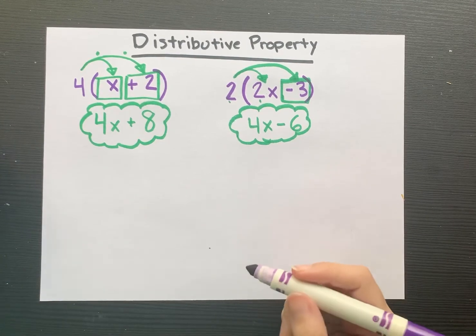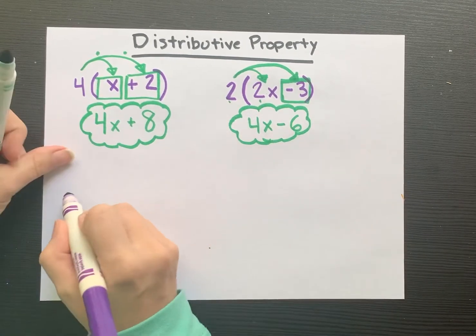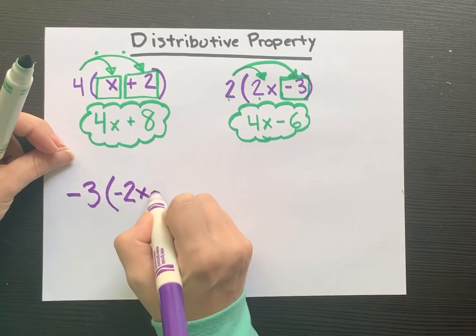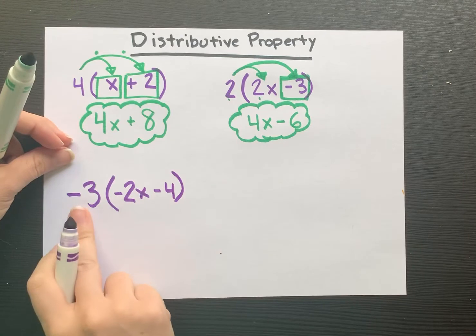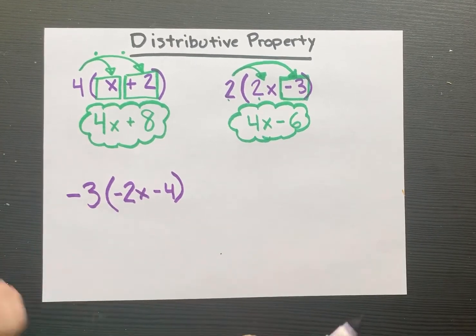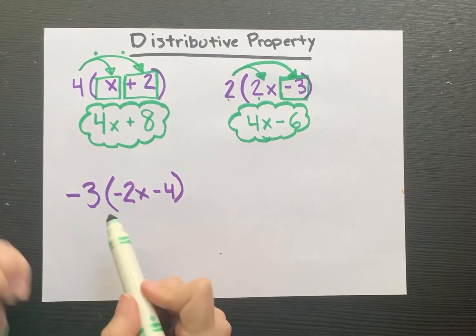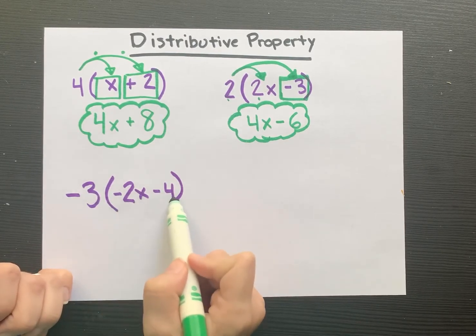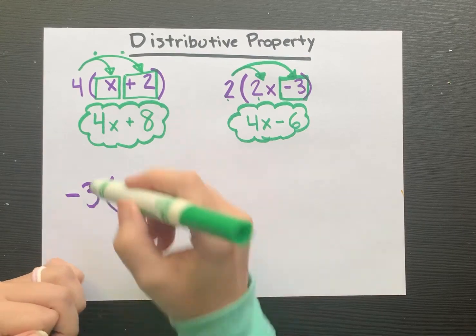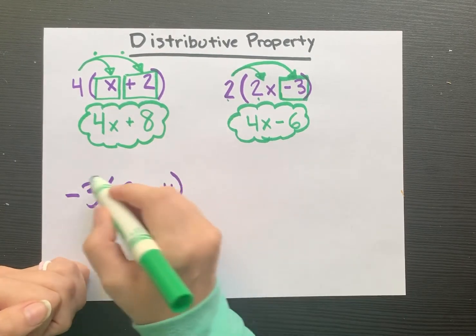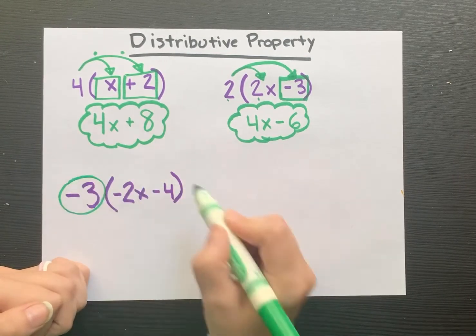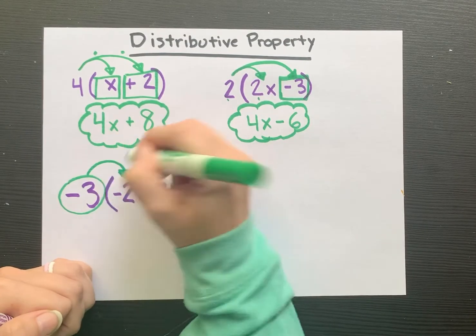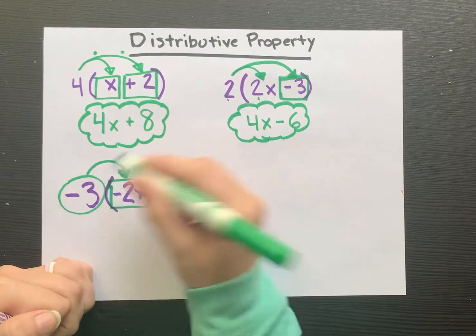The next example we're going to look at is this one. Sometimes the number on the outside will be a negative number, like this one. So let's see what happens here. We have negative 3 on the outside, and then negative 2x minus 4 on the inside. First, we're taking the negative and the 3, and we give it to the inside. We're multiplying it by all of this.